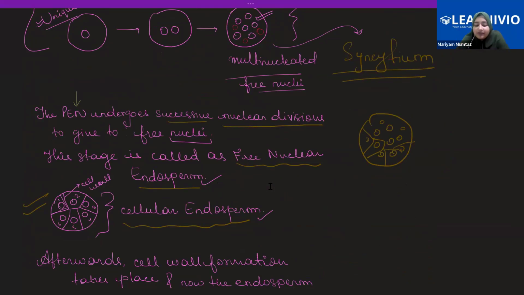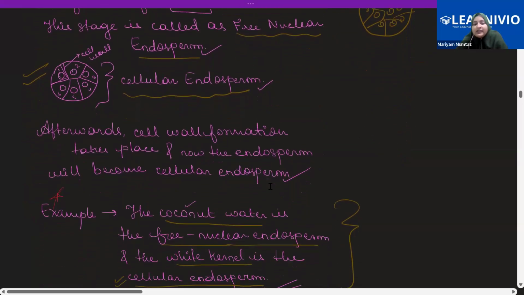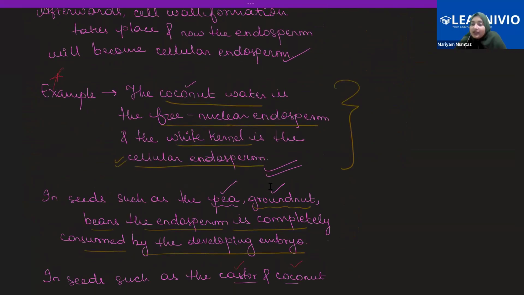So when it divides and the karyokinesis is not followed by cytokinesis, it ends up having free nuclear endosperm. Later on, those free nuclei get a cell wall laid around them and that is called the cellular endosperm. One such example which has both is coconut, right? The coconut water is the free nuclear endosperm that it contains and the white portion that is eaten is the cellular endosperm present in it.